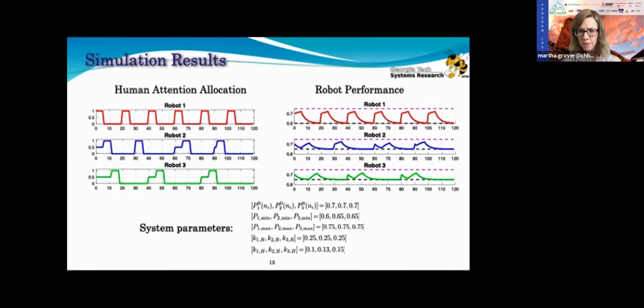Here, I'm showing simulation results of 3 robots competing for human attention and the optimal allocation computed by our algorithm. On the left-hand side is the human attention allocation for each robot, and on the right-hand side is the robot performance. You can see robot 1 always has the highest priority among the 3 robots. Why is that so? If you look into the parameters of the system, you can see that robot 1 has the smallest minimum performance, and also robot 1 has the most frequent request for interacting with the human. So it's not surprising from a real-time scheduling perspective that robot 1 should be given a higher priority, because we want to make sure the overall performance is maximized by interacting with robot 1 more often.